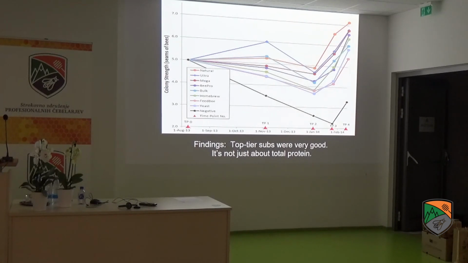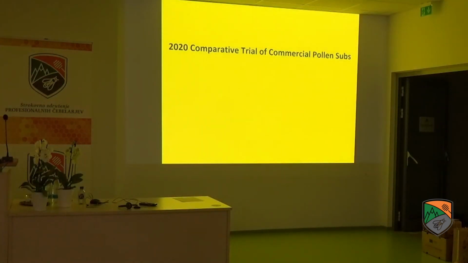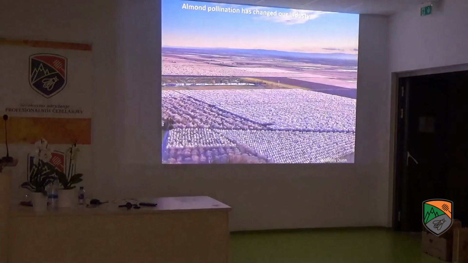So I intentionally put them in the worst yards where there's no natural pollen coming in. That was 2013. We found that some of the top tier subs actually performed very well. But one of the problems is, when I analyzed this, I found out that's because they had a higher protein content than these right here. So in my subsequent trials, I then matched them for protein content to see. I've run other trials I'm not going to show you. I'm going to jump ahead to my big trial in 2020.